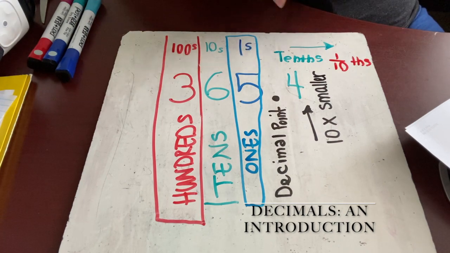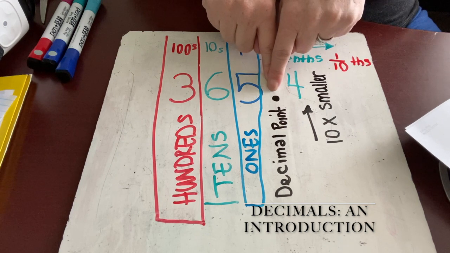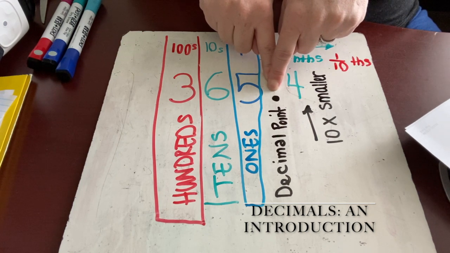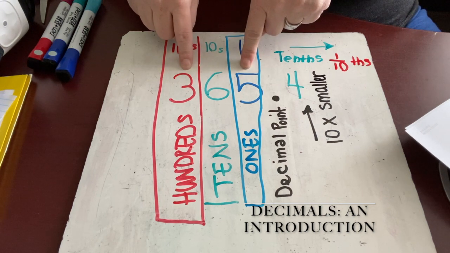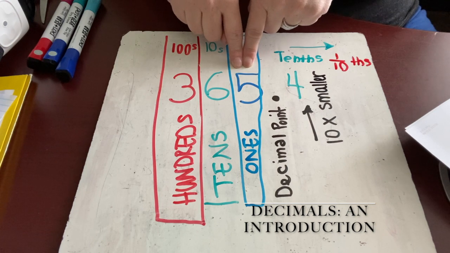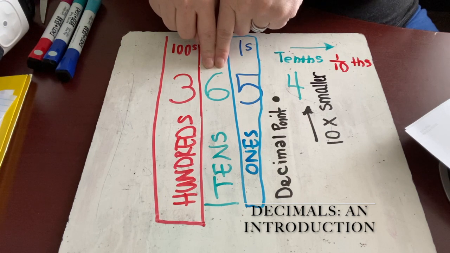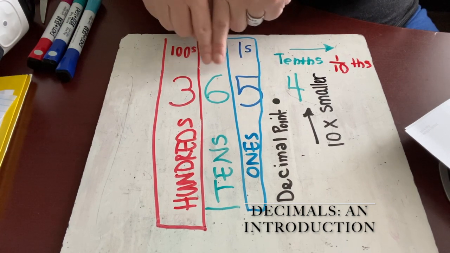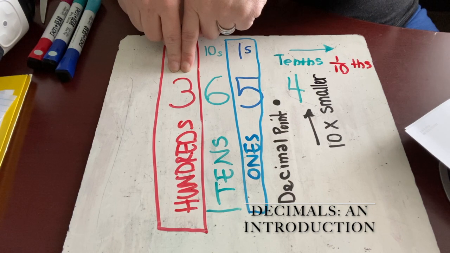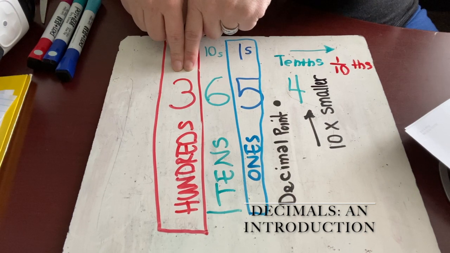But we want to talk about what is further than the ones place, and we want to show this by our decimal point here. Okay, so this number is 365. The 5 is in the ones position, which means that we have 5 ones, which is 5. The 6 is in the tens position, which means we have 6 tens, or 60. The 3 is in the hundreds position, which means we have 3 hundreds, or 300.